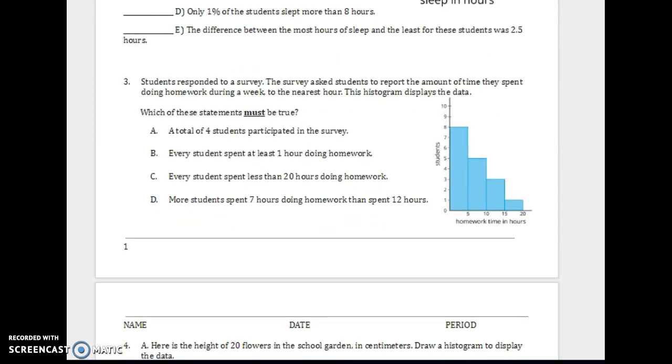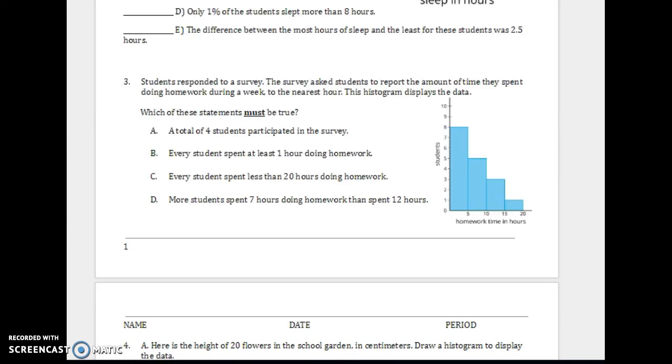Question 3. Students responded to a survey. The survey asked students to report the amount of time they spent doing homework during a week to the nearest hour. This histogram displays the data. Which of these statements must be true?